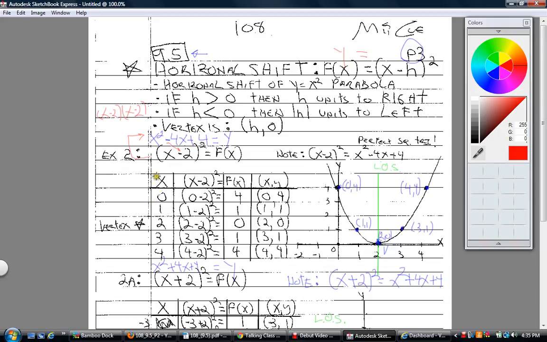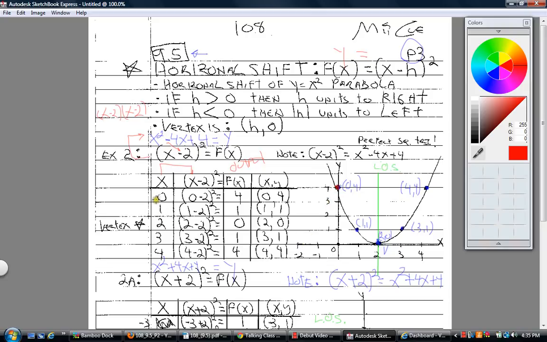Go to the expanded XY table. They give it to you: input, process, output. Okay, and so, interesting. What if I start with 0? 0 minus 2 is what? Negative 2 squared is 4. 0 comma 4. Look where I'm at.